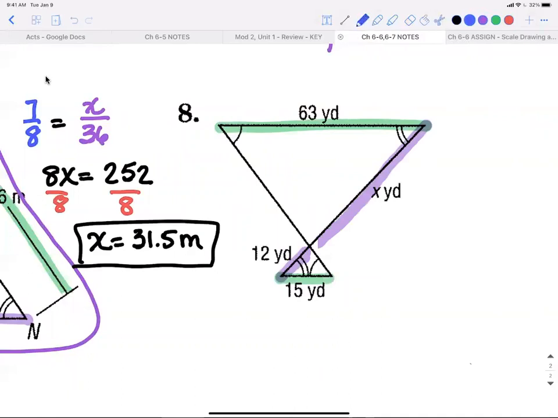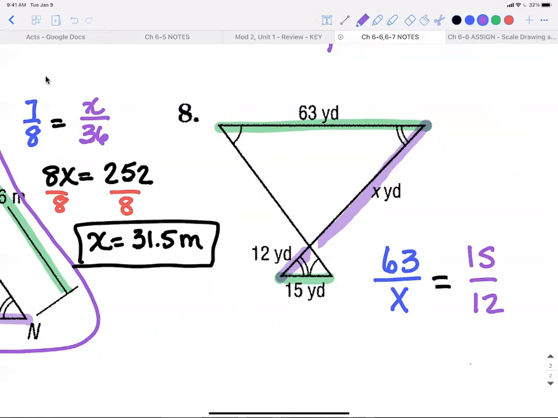So when we're setting up our fractions, what's my first fraction going to be? Remember, one triangle, one fraction. Okay, that's the first one. Good. And it doesn't matter which one you pick to go first. And then who hasn't? Sophia, what would be my second fraction? Good. 15 over 12. One triangle, one fraction.